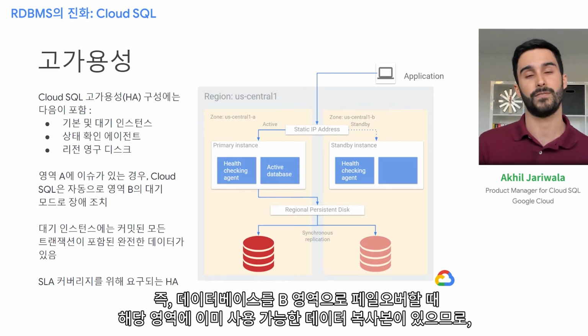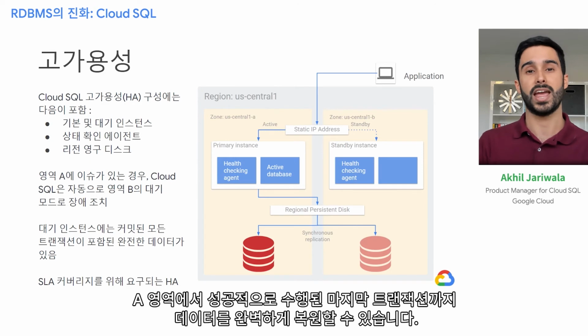That means that when we fail over the database to Zone B, the copy of the data is available in that zone already. And we're able to get a full and complete recovery of the data down to the very last transaction that committed successfully from Zone A.